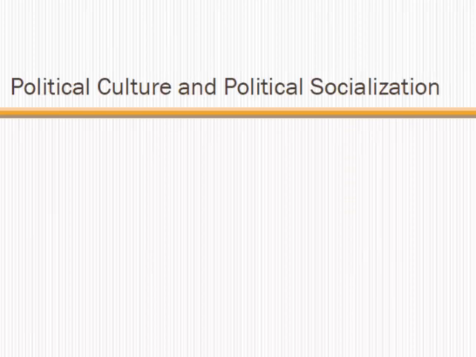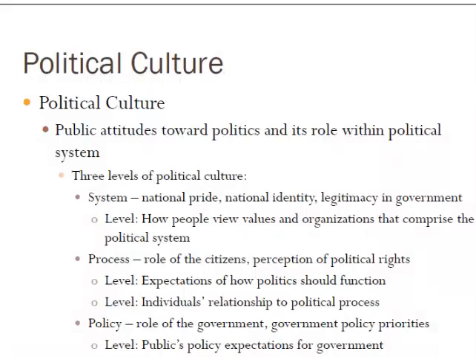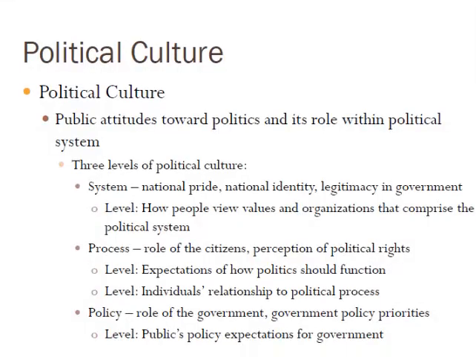Next, let us look at political culture. Political culture is how the people in a country look at their own government and their own political system. And political socialization, where social basically means people, is how the people interact and participate in the government. So political culture means the public attitudes toward politics and the role within the political system. That doesn't necessarily mean the attitude towards a particular politician or towards Congress. It means the attitude to the government and the government system as well.